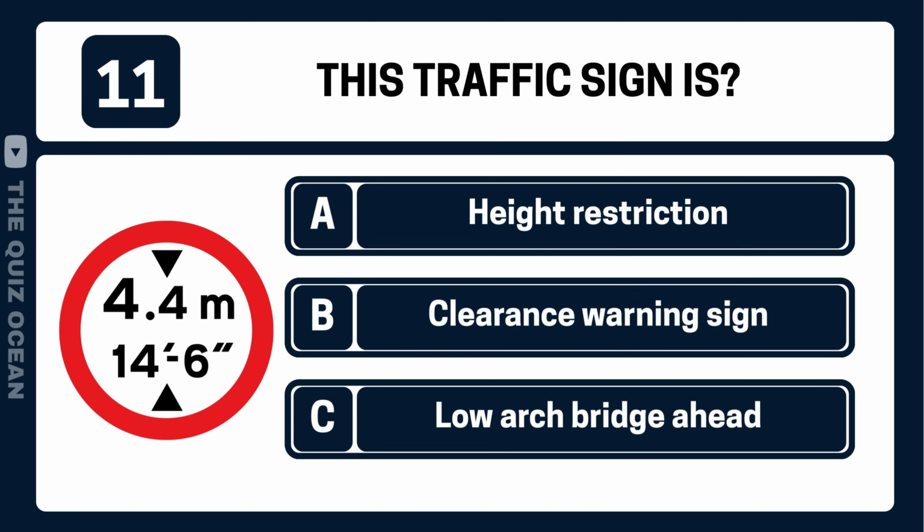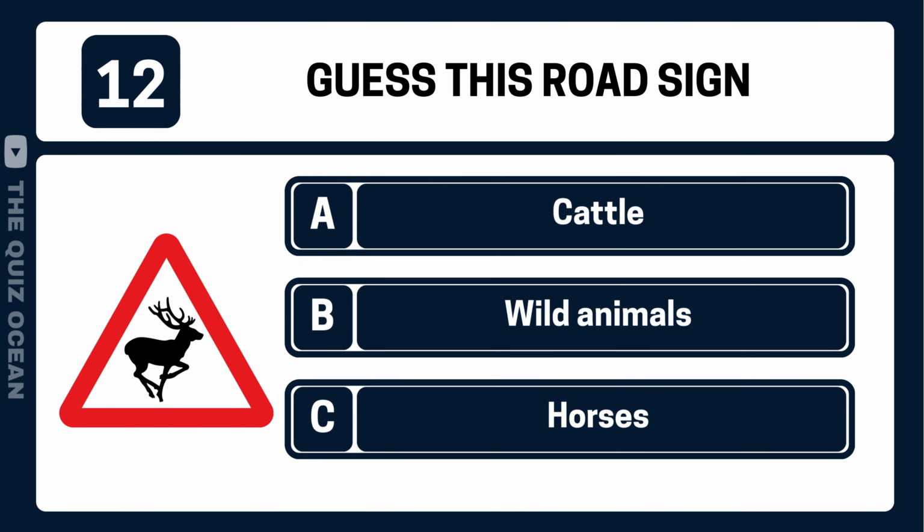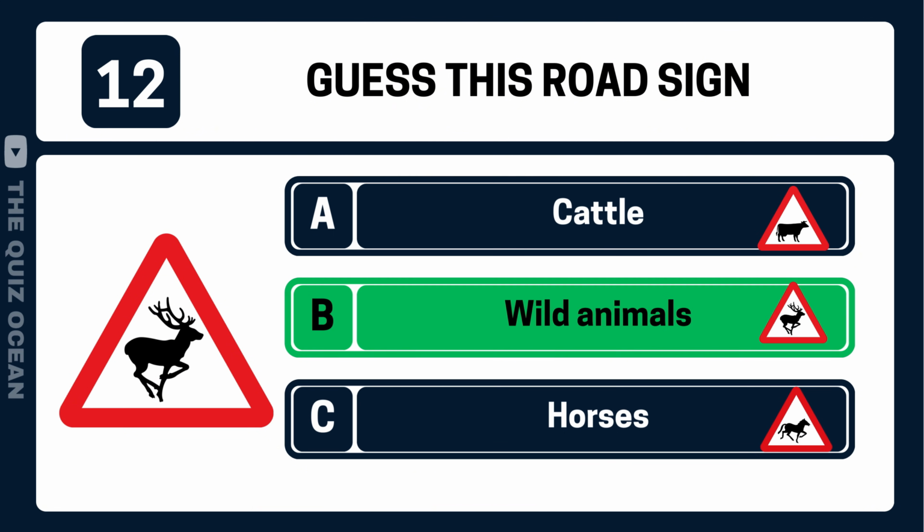This traffic sign is... Well spotted. This sign warns of a maximum height restriction ahead. Guess this road sign. Good observation. This sign alerts drivers to wild animals crossing the road.